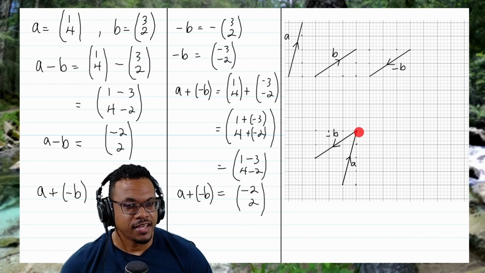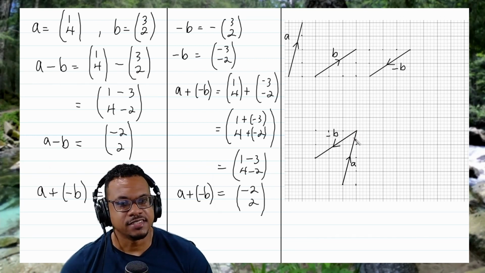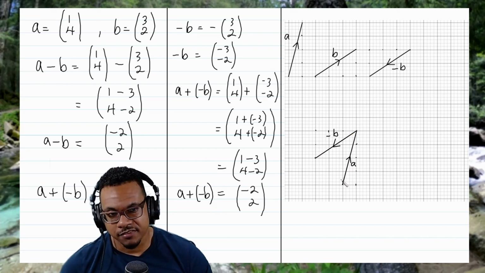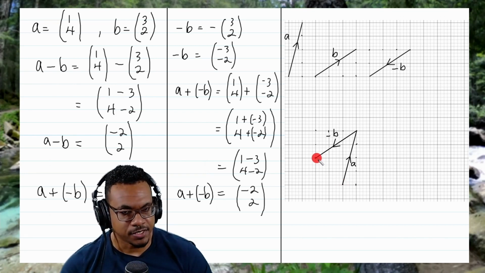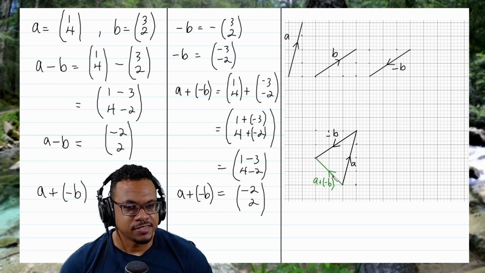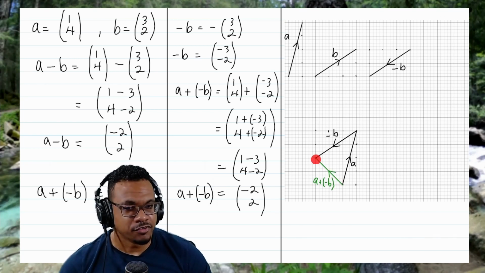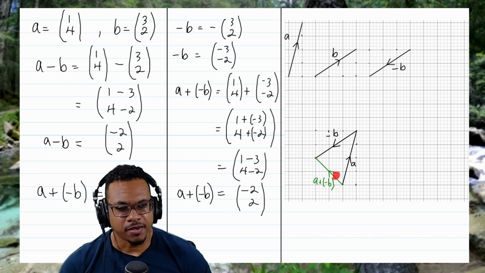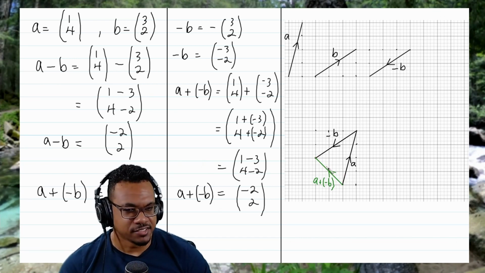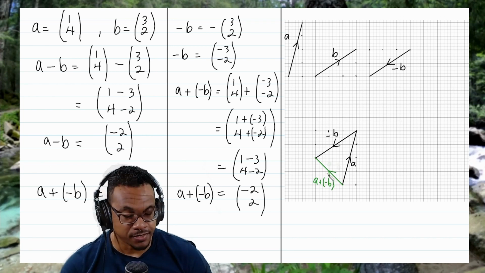So now we have the head of vector A connected to the tail of the vector negative B. So for my resultant vector, I'll connect it to the tail of vector A and to the head of vector negative B. And as you can see, the tail of the resultant vector is on the tail of A, and the head of the resultant vector is on the head of negative B. So this would be my vector A plus negative B, which would be A take away B.